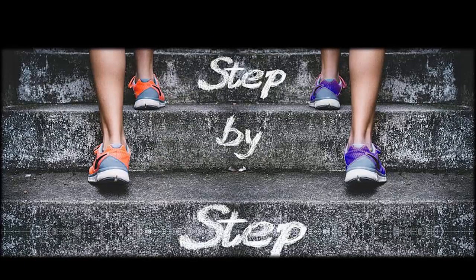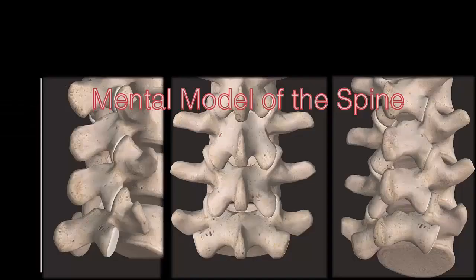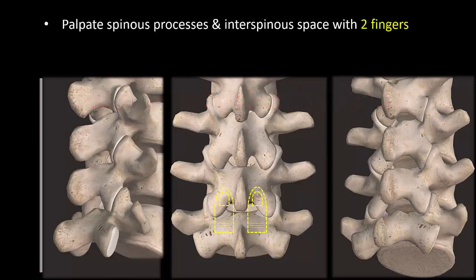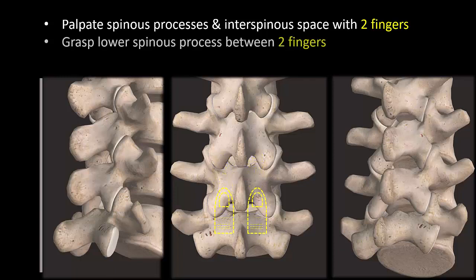Let's look at this step by step. Success with the paraspinous approach is greatly increased if you have a good mental model of the anatomy of the spine. Start by palpating the spinous processes with 2 fingers, rolling over the summit that is the tip into the valley of the interspinous space and back again. The feel of this is very similar to rolling 2 fingers over the knuckles of your other hand.